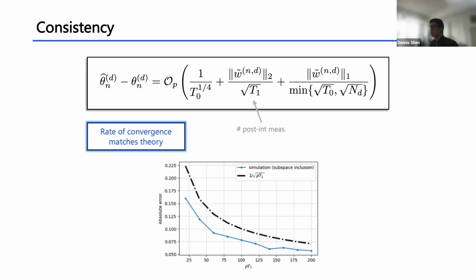Yes. So here we plot the absolute counterfactual estimation error as the post-intervention period T1 increases. So as the plot suggests, the error shown in blue gradually decays to 0. And in fact, given our choice of T naught and ND, the other parameters, we see that the simulated decay rate here matches the theoretical rate of 1 over square root T1 shown in black.